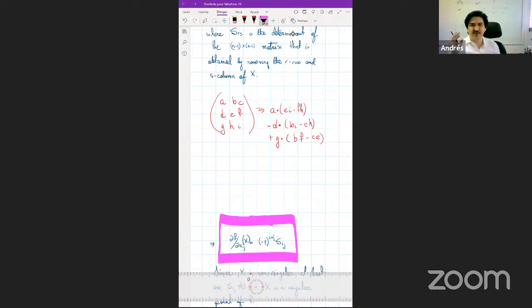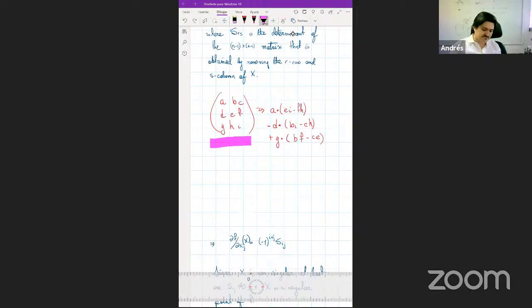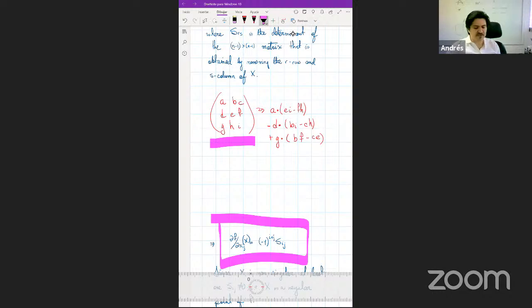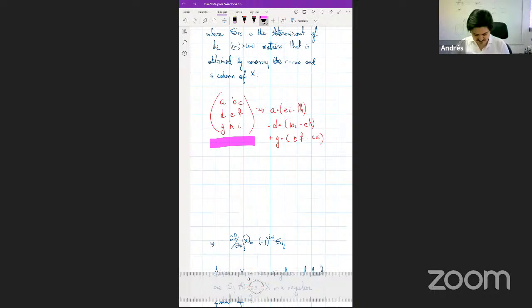Is that clear so far? Yes. Okay. Now, for this, I don't care if the matrix is singular or not. It holds for any n by n matrix. Here, so far, so good. No restriction whatsoever on the matrix. Right?